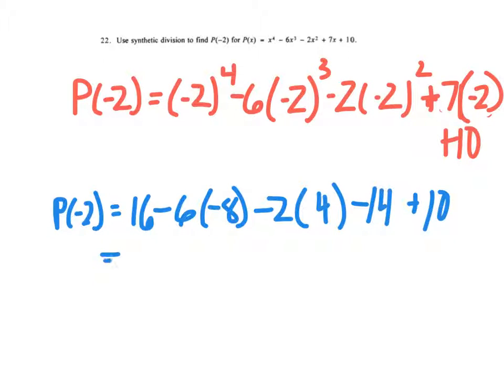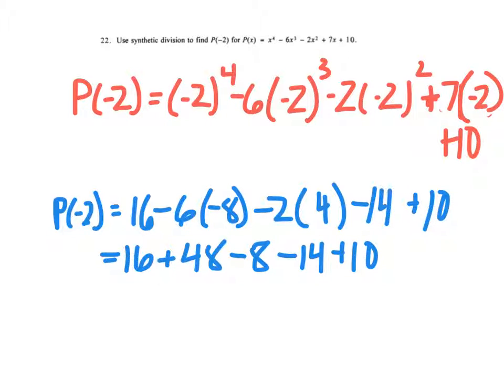I'm going to simplify a little further. We still have 16. Negative 6 times negative 8 gives me 48. Negative 2 times 4 gives me a negative 8. Then we have minus 14 plus 10. I'm just going to throw that all into my calculator. So 16 plus 48 minus 8 minus 14 plus 10 would give me 52, which would be your final answer. So p of negative 2 equals 52. So don't use synthetic division for this one, just plug in your negative 2.